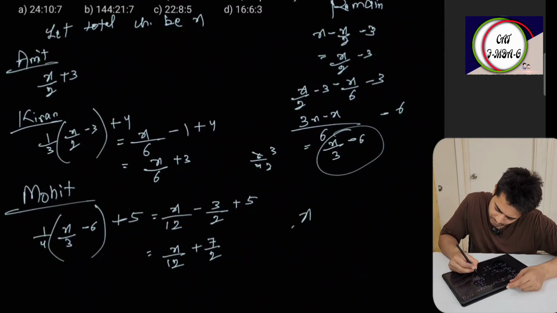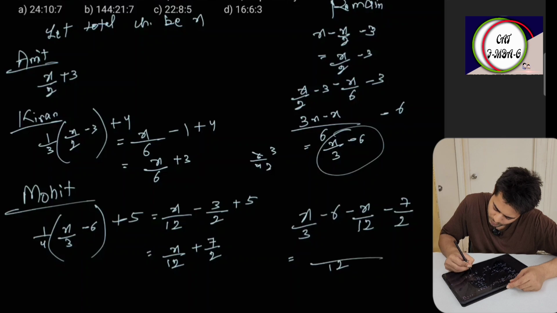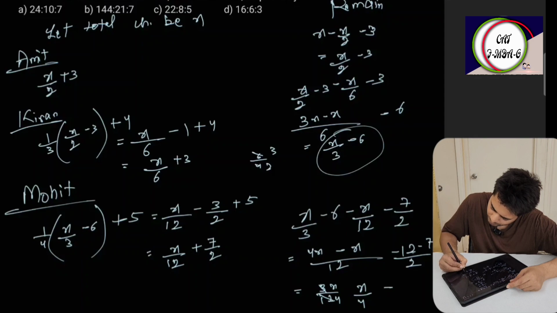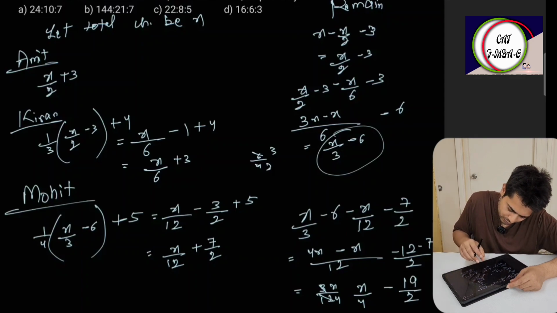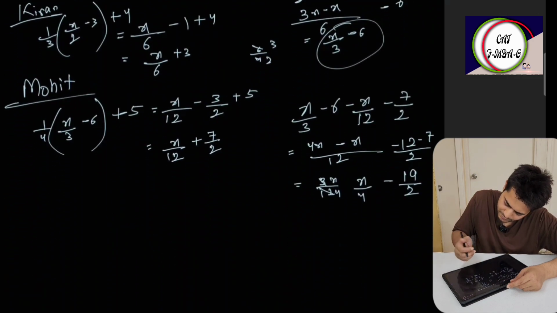Now how much is remaining? Remaining is X by 3 minus 6 minus X by 12 minus 7 by 2. 12 common, so 4X minus X, and so minus 12 minus 7 by 2. So this is 3X by 12, so X by 4 minus 19 by 2. Okay. And how much is the chocolate? Finally, he was left with one chocolate that he ate himself.